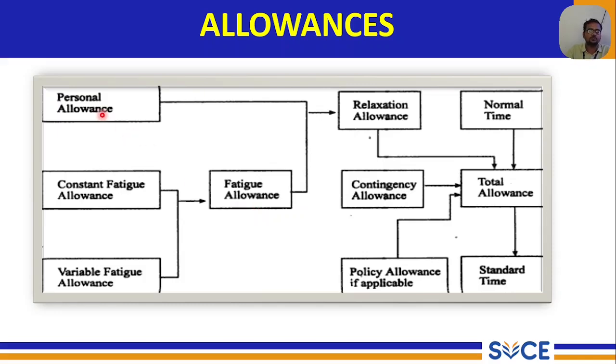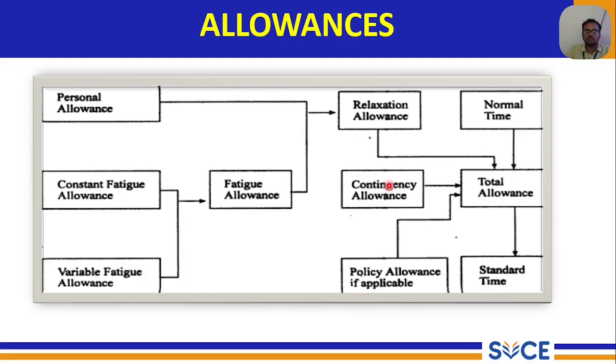So personal allowances are needed to meet his personal needs, like moving to a washroom for any purposes. That could be a reason for personal allowances. Fatigue allowances depend upon the work. If the worker is involved so much in manual work, he will have more fatigue, and you need to give a proper allowance to the worker too. So the personal allowance and fatigue allowances, you combine into relaxation allowances.